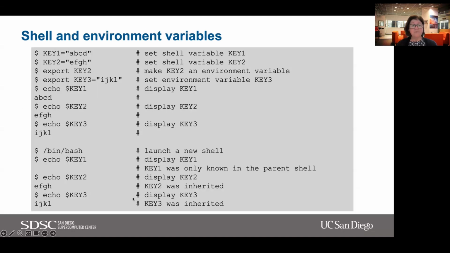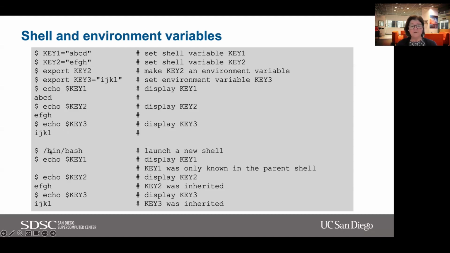So here are some examples where we're setting key1. They don't have to be called key. You can call them whatever you want. But in this example, we're using key. Key1 equals ABCD. Key2 equals EFGH. Export key2 makes it an environment variable. Export key3 equals IJKL sets up the value for key3 and makes it an environment variable. Echo $key1 gives me ABCD, echo $key2, echo $key3. Now these are all variables set in the shell that I'm currently in.